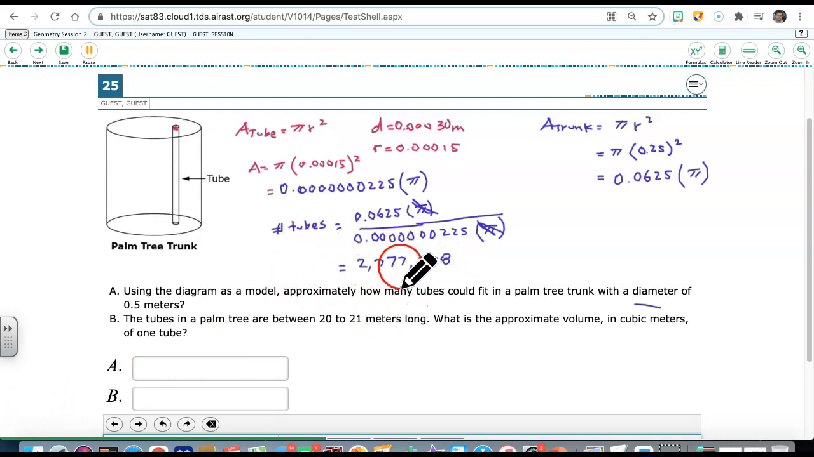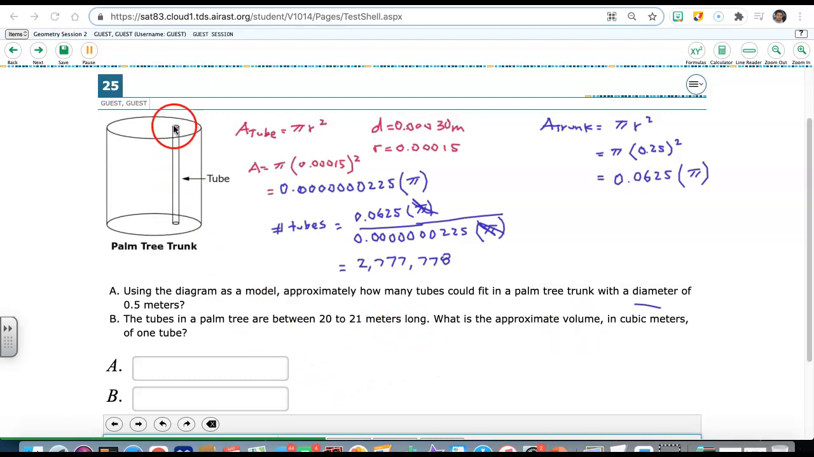Alright, so this is the amount of tubes that I have in that trunk. Now let's work on part B. The tubes in the palm tree are between 20 to 21 meters long. What is the approximate value in cubic meters of one tube? Okay, so they give me a range.